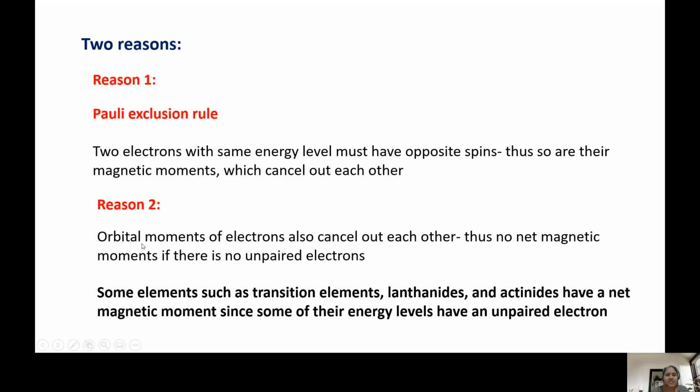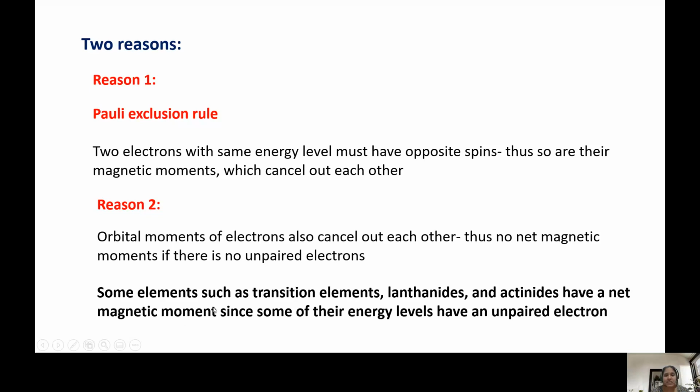And the second reason is that the orbital moments of electrons also cancel out each other. Thus, there is no net magnetic moment if there are no unpaired electrons. So the orbital magnetic moments will also cancel out each other due to the paired electrons. If unpaired electrons are present in the material, then there exists a finite orbital moment and there is magnetism. So this is the second reason.